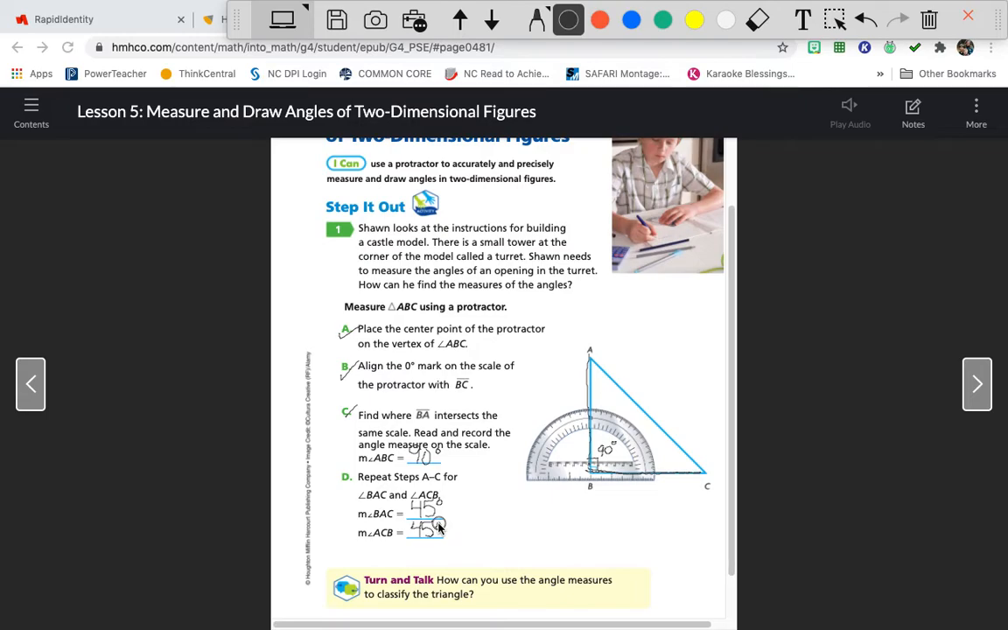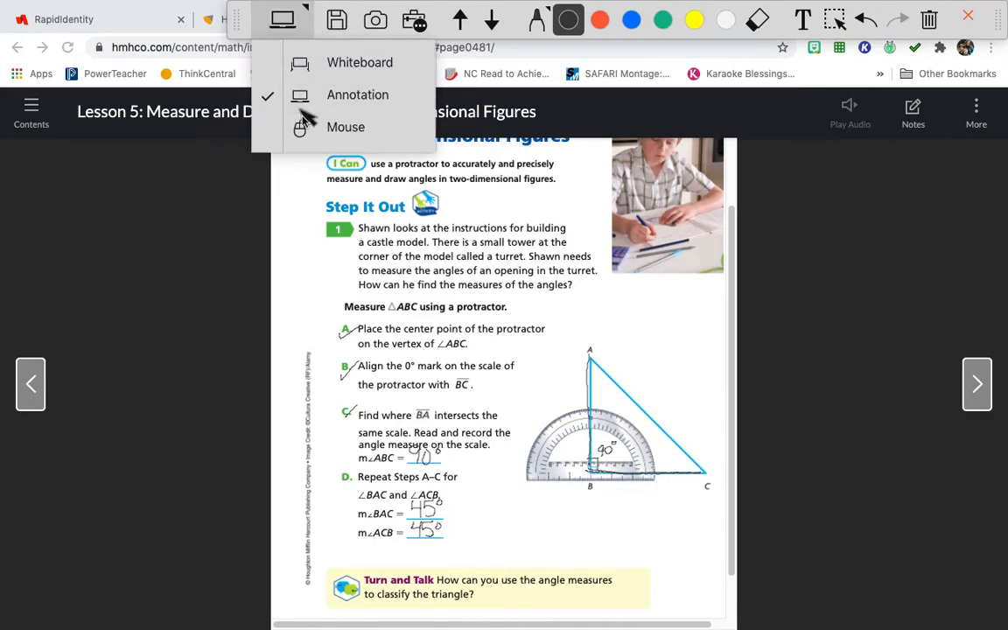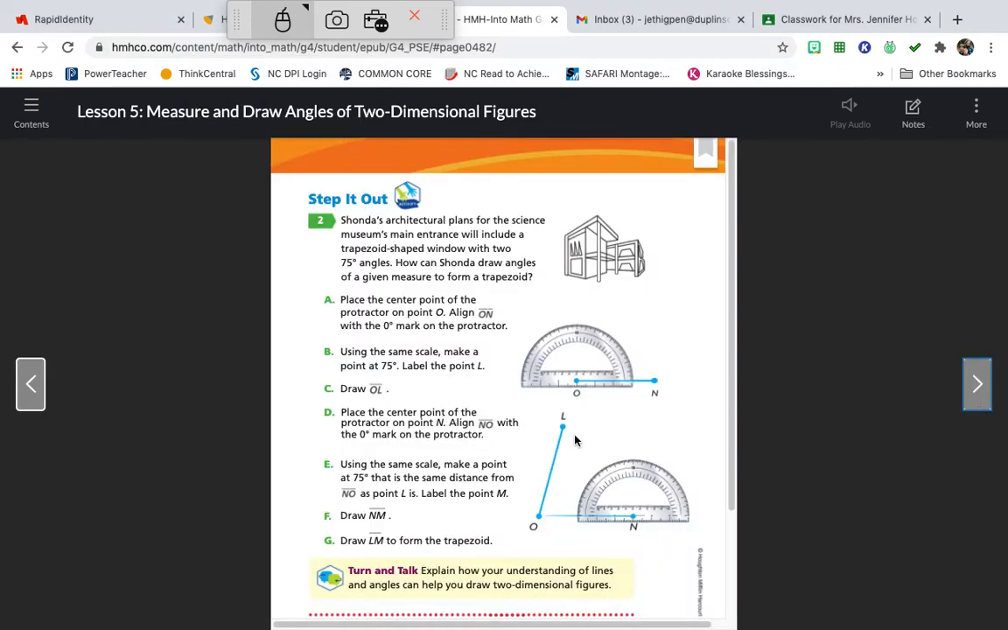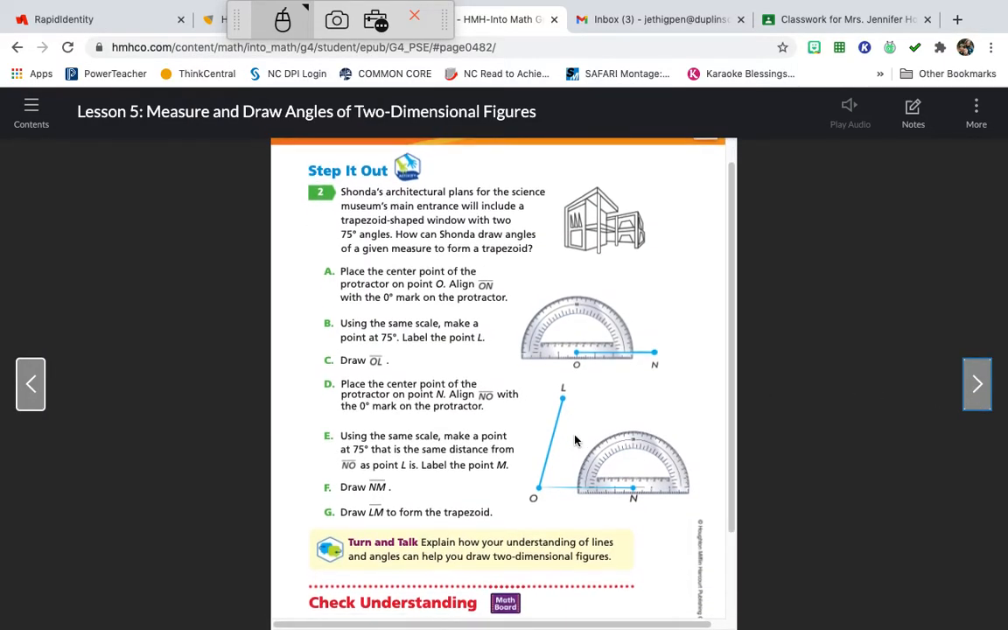Okay? So let's try this again, and I know this is a difficult lesson for a lot of you today, especially our 100% remote kids, so just follow along with me. You shouldn't have too many of these where you actually have to use the protractor on the end of the grade. It's a test, so don't worry too much about it. All right, let's go to the next page, page 462.